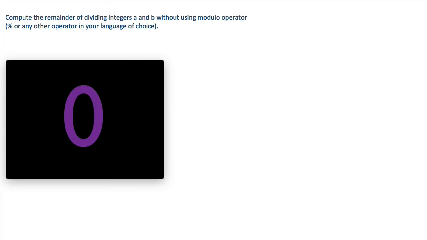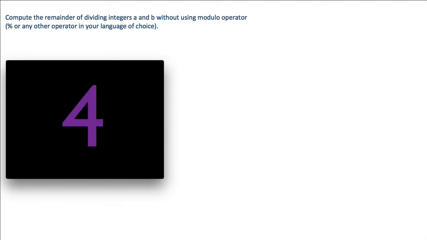Pause the video now and make an attempt to solve this problem using recursion. Let's write a program to compute the remainder of dividing integers a and b without using the modulo operator.